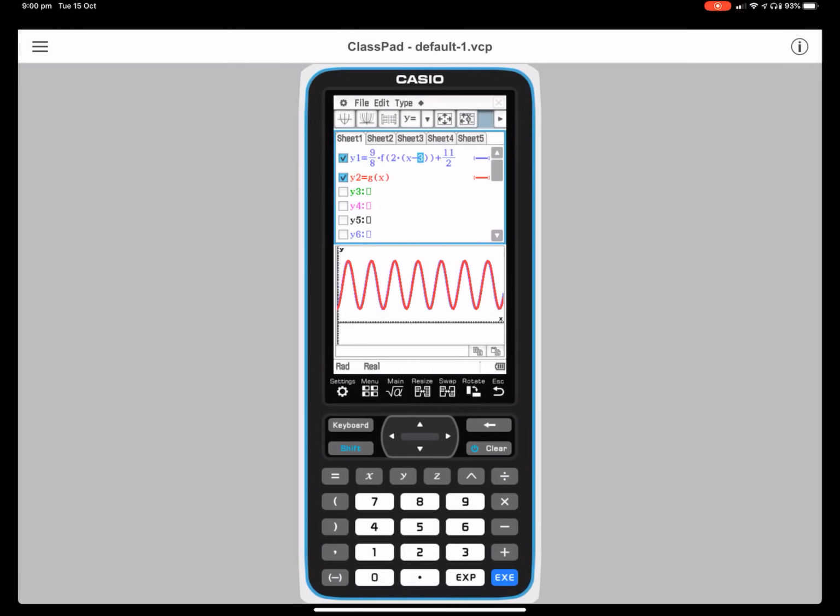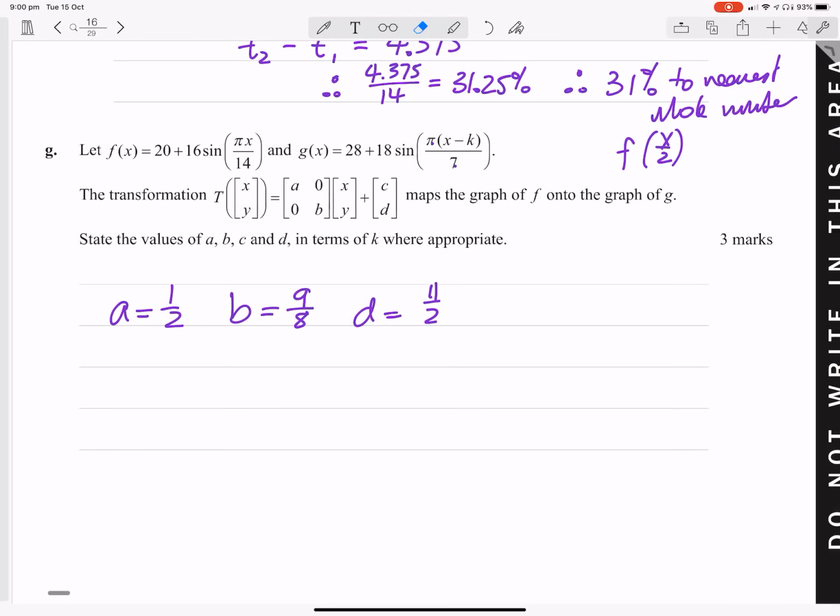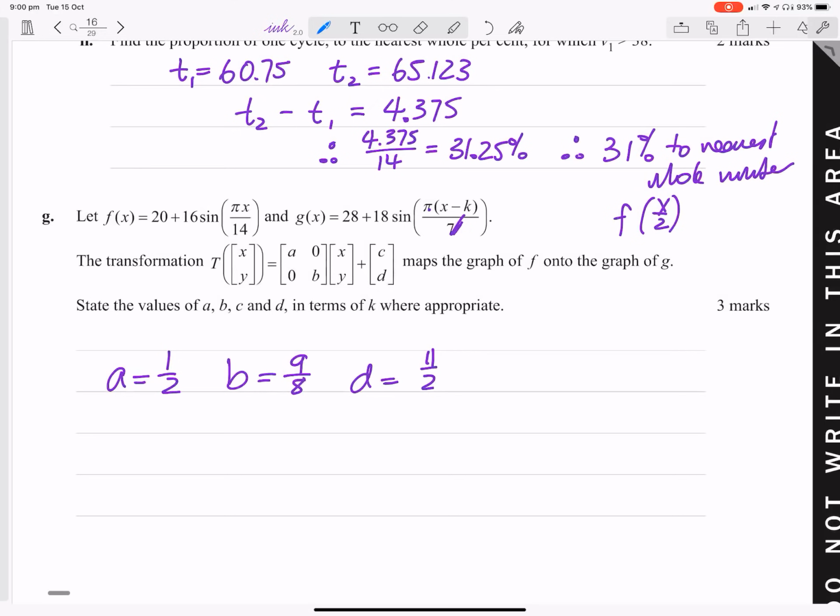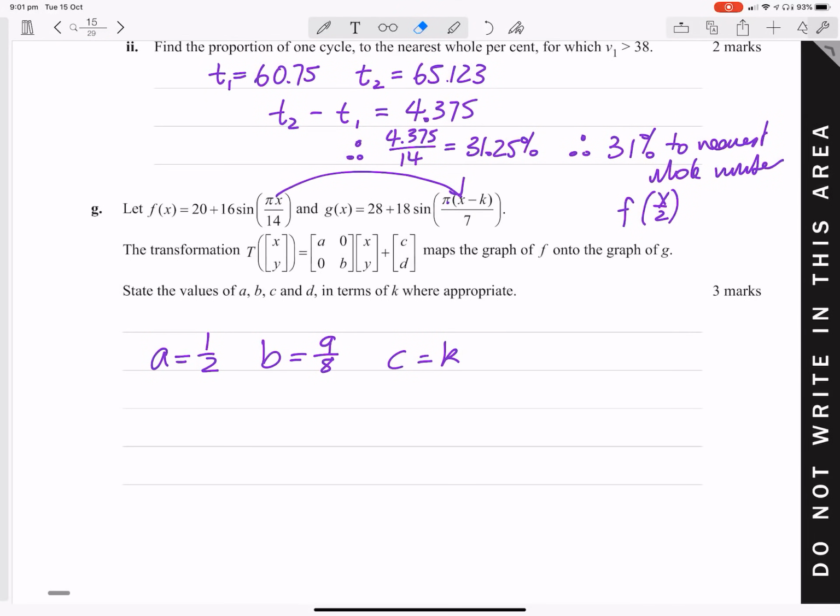What will it depend on? Oh, if I'm going from x to x minus k, then we know c must equal k, because I'm moving it k units to the right. So that was for a specific value of k, but k could be anything. So d equals 11 on 2. Yeah. So if we apply all those transformations to this, we would get this.